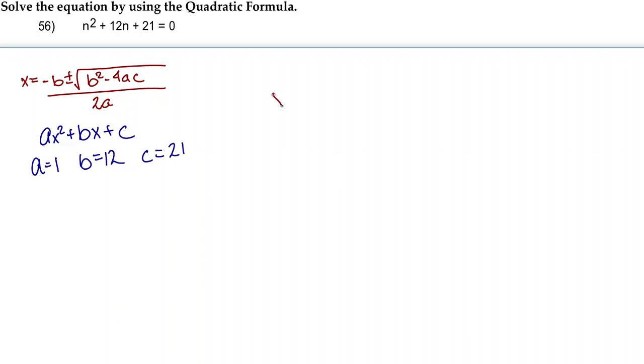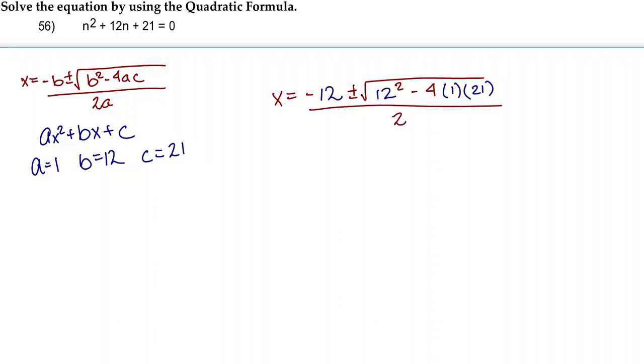So we're going to have x equals the opposite of b, which is 12, plus or minus the square root of b squared minus 4 times a, which is 1, and c, which is 21. That's going to be all over 2 times a, which is 1. So from here, let's go ahead and simplify.